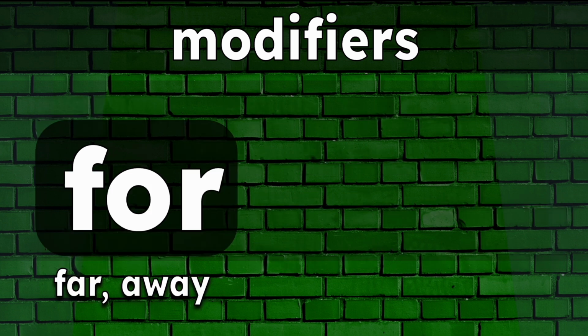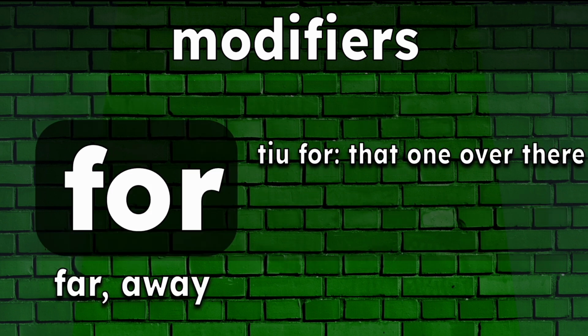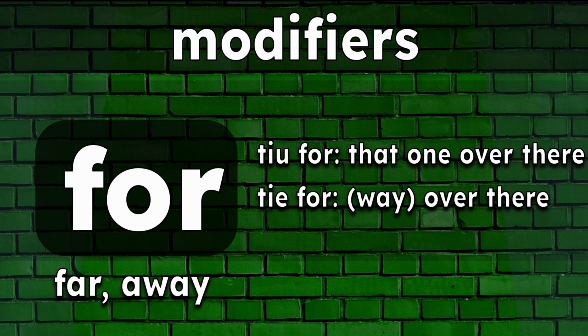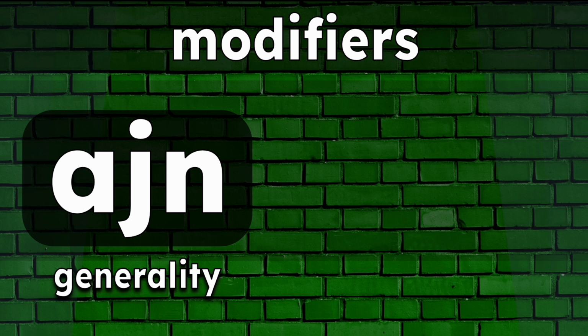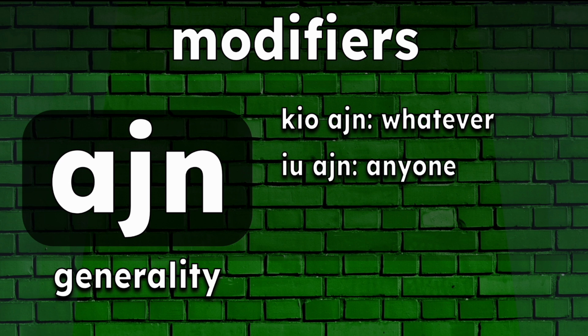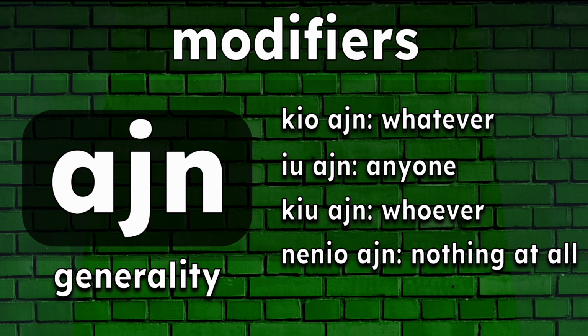For is used for something farther away. For example, tiu for means that one over there. Tie for means way over there. Iru for means go away. Ein is used for generality. For example, kio ein means whatever. Iu ein means anyone. Kiu ein means whoever. And nenio ein means nothing at all.